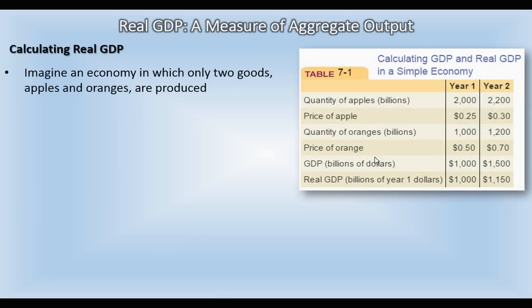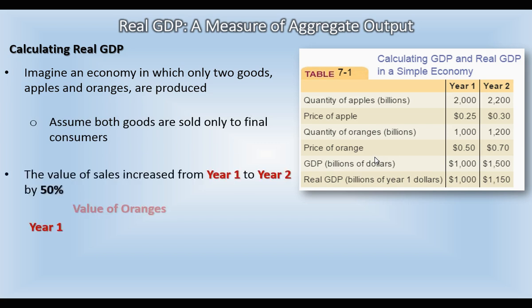So let's talk about calculating real GDP. Imagine an economy in which only two goods, apples and oranges, are produced. Here's the quantity of apples, the prices, the quantity of oranges, prices, and GDP, for year 1 versus the second year. Assume that both goods are sold only to final consumers, so we're not considering intermediate goods in this simple example. The value of sales increased from year 1 to year 2 by 50%.